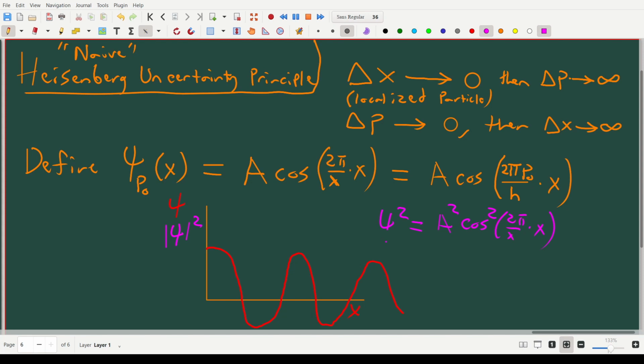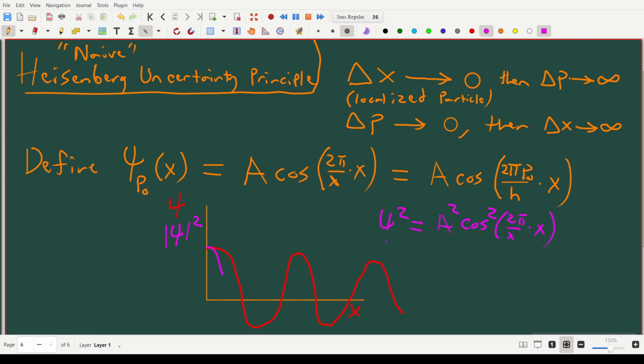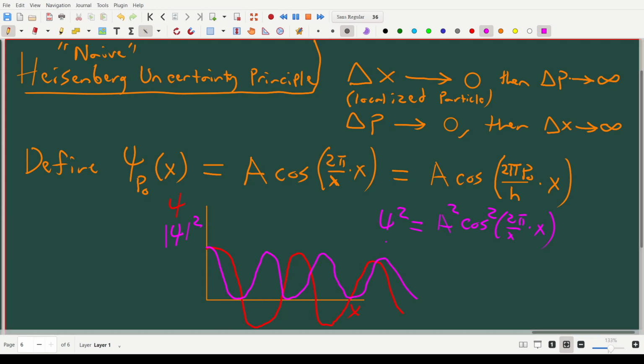Well, it's an oscillating function that goes between 0 and the amplitude. So it peaks here and then goes down, and then goes up again, and goes down, and goes up again, and goes down. Like that. So psi squared is the probability of finding the electron at a certain position in space.